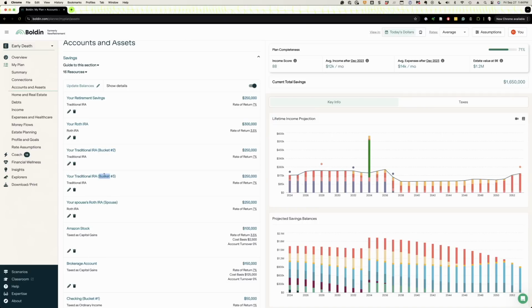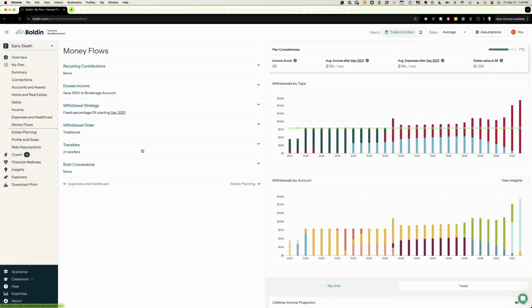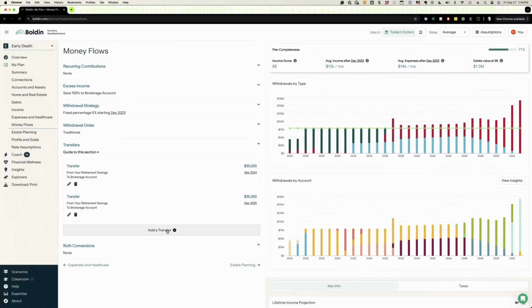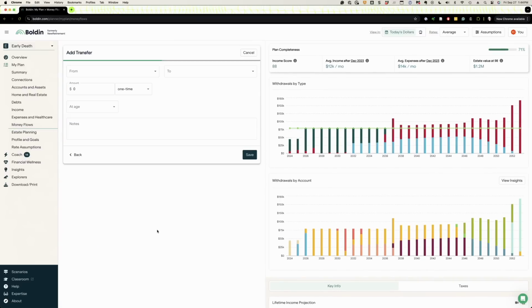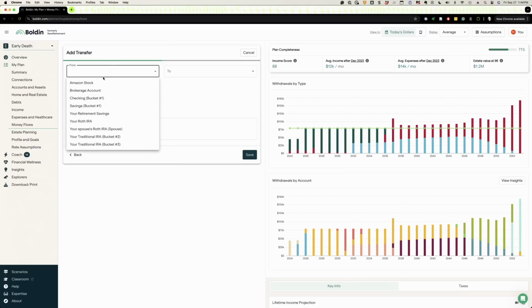And it's very easy in Bolden to move money from one to the other. So let's just imagine one year we wanted to move $25,000 from bucket 3, the stock bucket, to bucket 2, as part of our plan. We would come down to money flows. We could create a transfer. I already created some, but I'll create a new one just to show you how easy it is. We've got our buckets here. I didn't convert all of them to buckets, but this would help us find the right account.